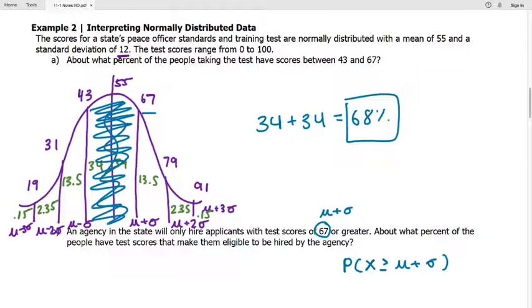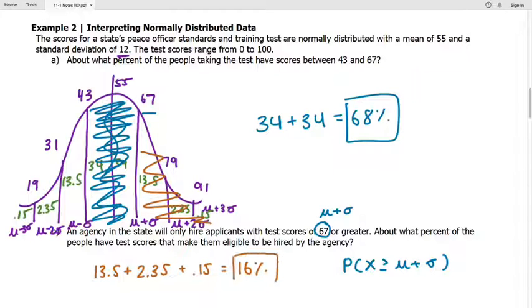Okay? In other words, we are looking for, I'm going to color it in a different color. Let's use orange. The percent of scores above 67. So all of this area down here, that is 13.5 plus 2.35 plus 0.15. That totals to about 16%.